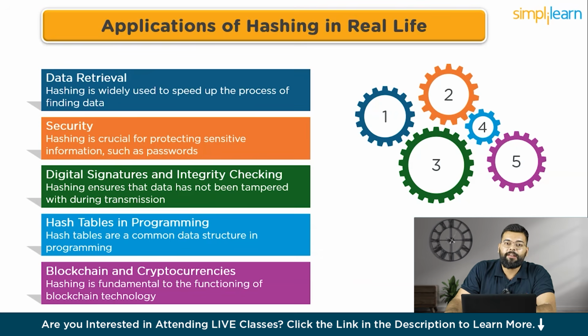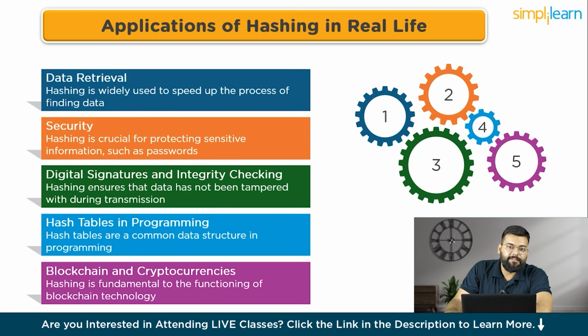Now coming to the next, that is blockchain and cryptocurrencies. Hashing is fundamental to the functioning of blockchain technology, which underpins cryptocurrencies like Bitcoin. It ensures the integrity of transactions and blocks, making the blockchain secure and tamper-proof. For example, in Bitcoin, each block of transactions is hashed, and this hash is included in the next block. This chaining of hashes ensures that altering any block would require changing all subsequent blocks, which is computationally impractical.